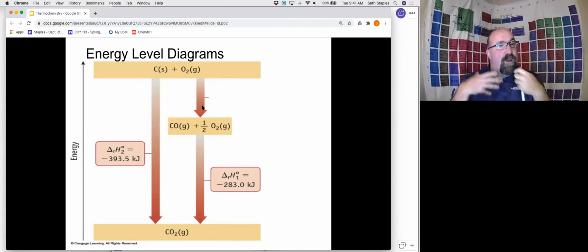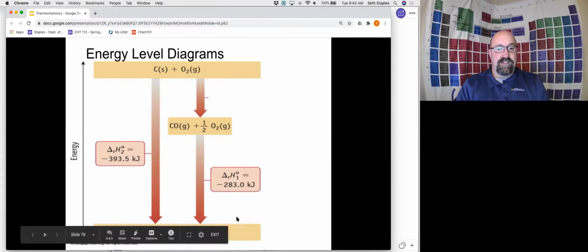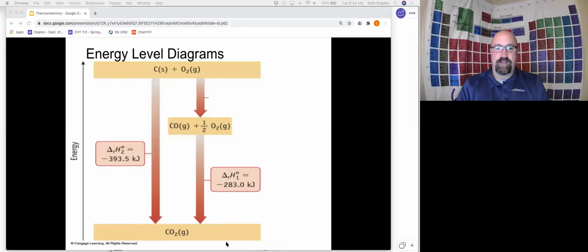However, remember, we don't have information for that particular reaction. We have these related reactions. We know the energy of carbon plus O2 gives us CO2. Sorry, I'll wait for that to disappear. There we go. See if I can fix it. Okay. So C plus O2 gives us CO2.